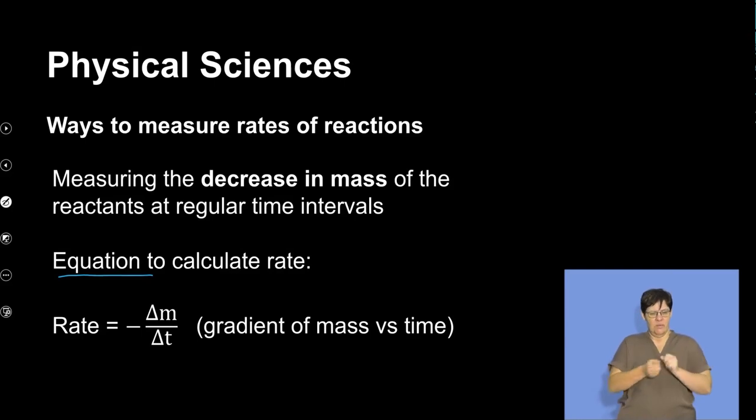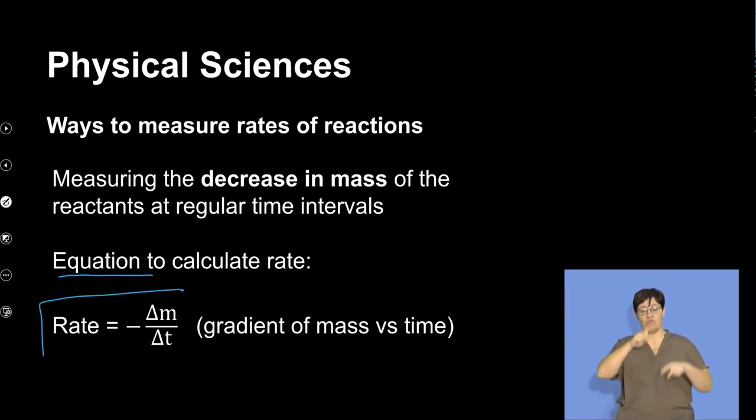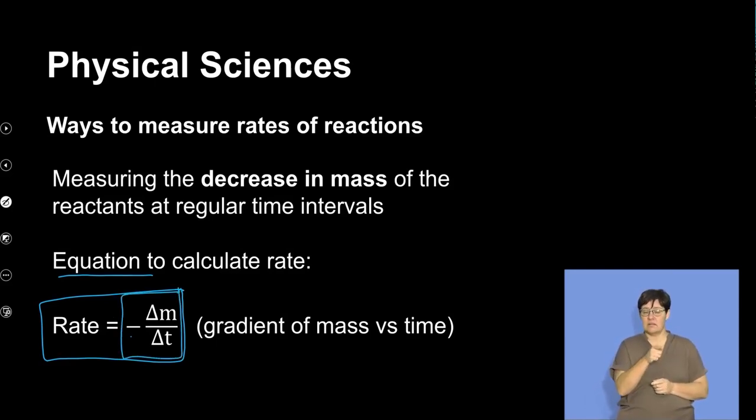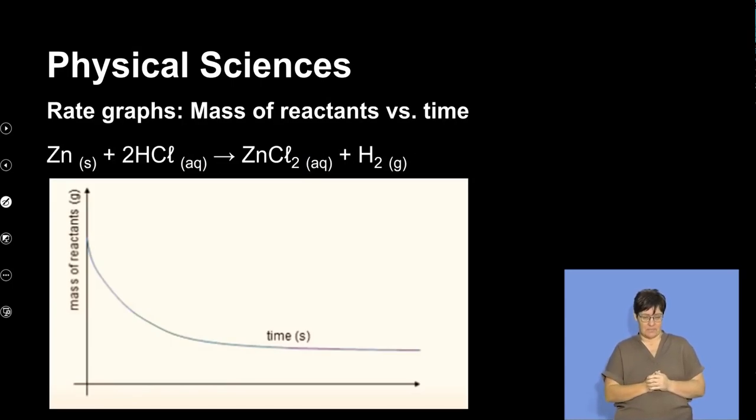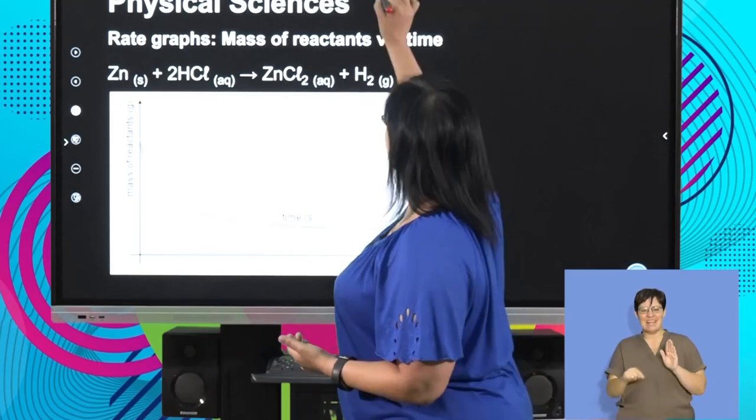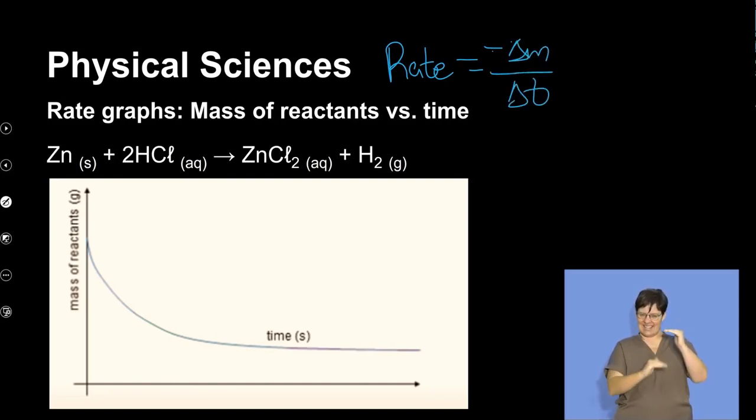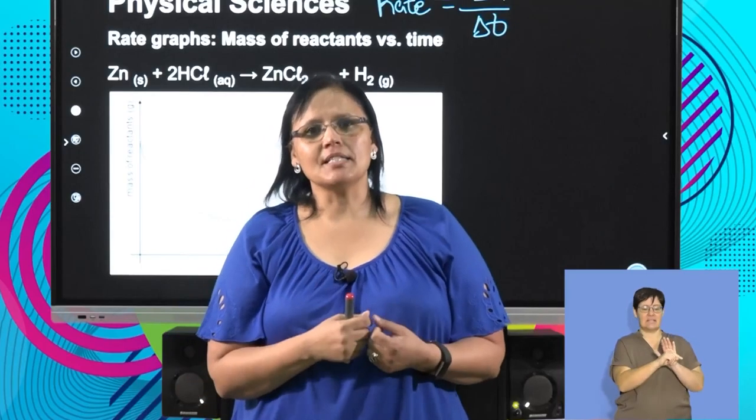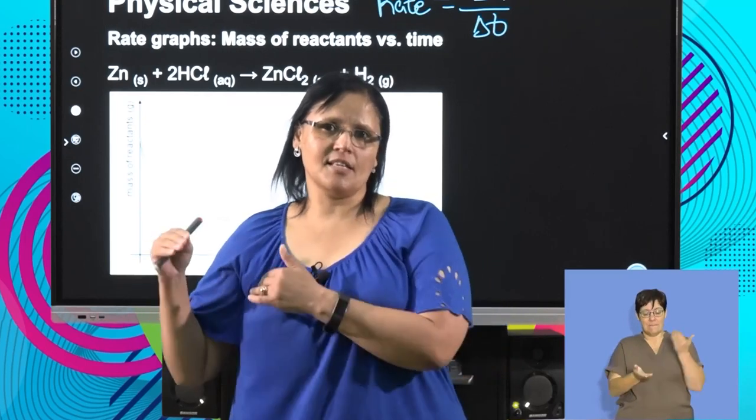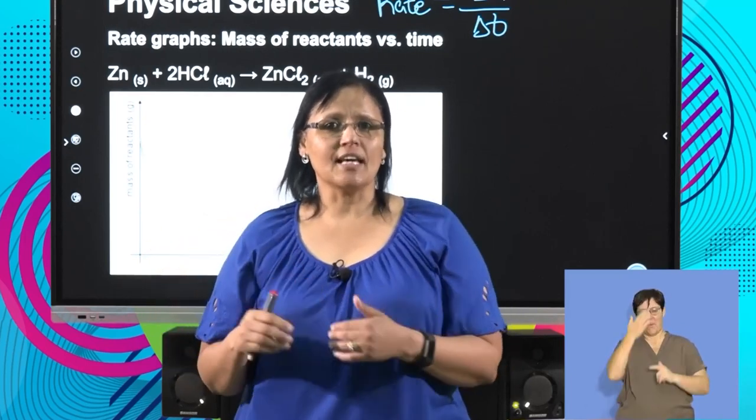When we measure the decrease in mass over those regular intervals, we can now go back and mathematically use the equation where we say rate is equal to negative change in mass over time, and that negative change in mass over time will actually be the gradient of our mass over time graph for this specific reaction. Now, just before we get there, that negative in front, where we say rate is equal to negative change in mass over delta T, does not mean that the mass is negative.